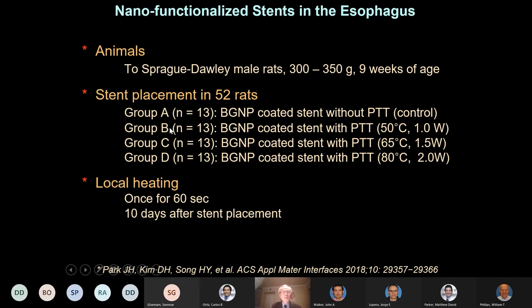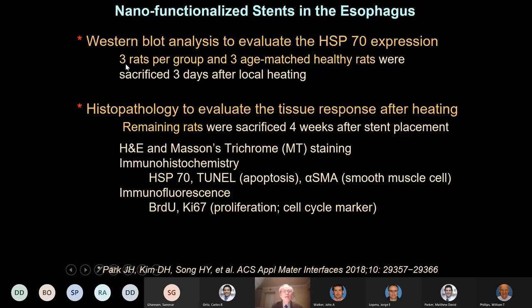Again, in groups B, C, D, we performed the local heating for just 60 seconds, 10 days after stent placement. 3 rats per group, and three age-matched healthy rats were sacrificed 3 days after local heating for Western blot analysis to evaluate the heat shock protein 70 expression. The remaining rats were sacrificed 4 weeks after stent placement for histologic examination to evaluate the tissue response after heating.